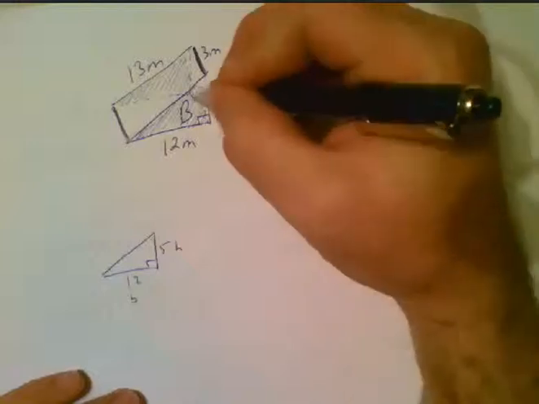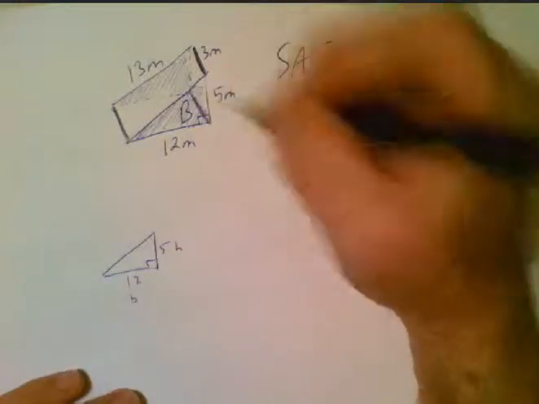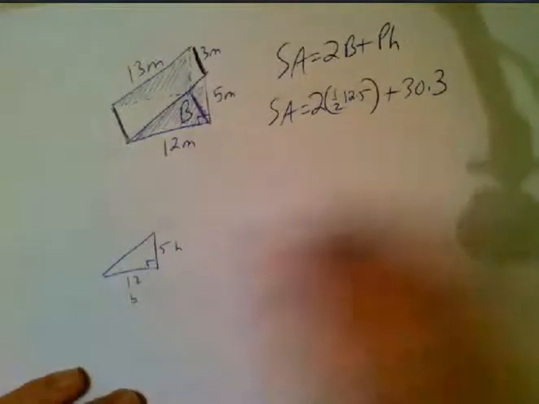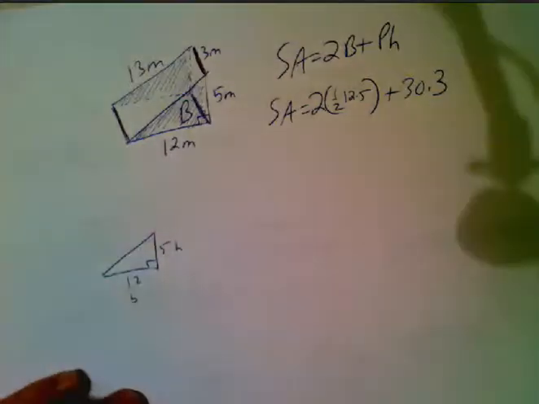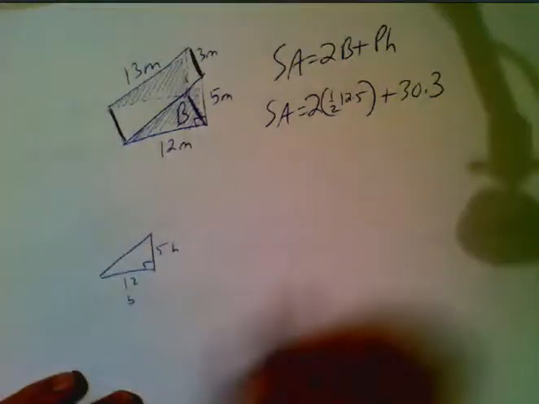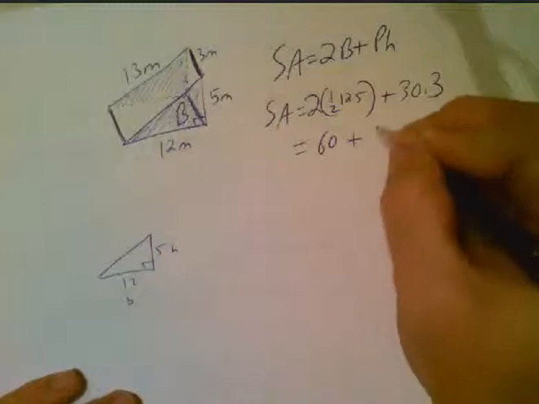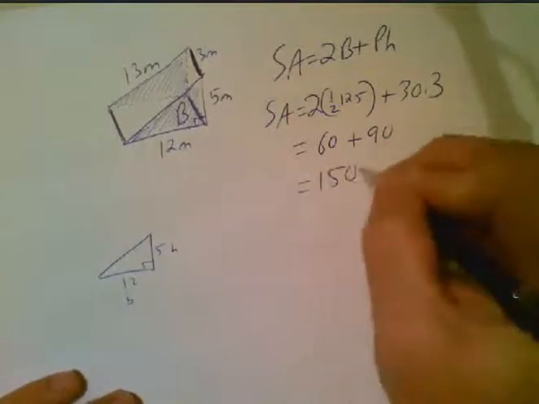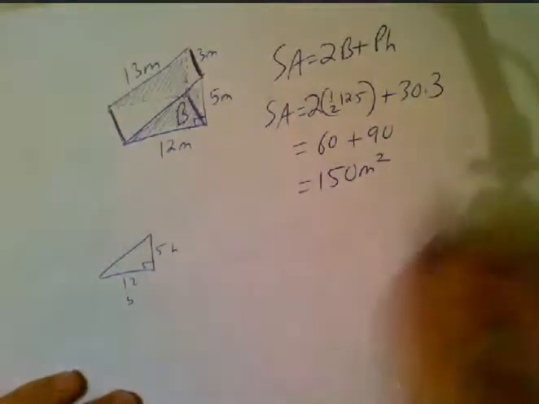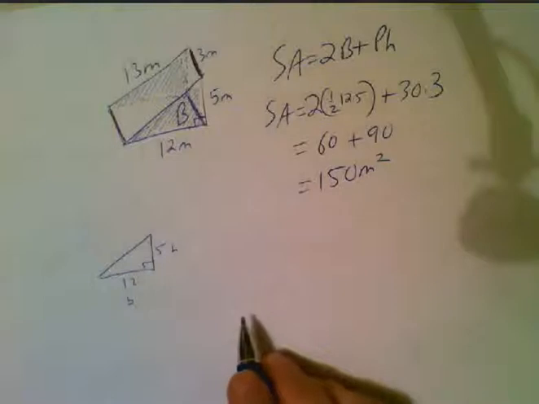And technically there's one back here too. The height connects the 2 bases. So in this case, the height is actually 3. And that's the easiest place to mess up. Okay, so watch out for that. So this becomes 60 plus 90, just 150. And that's meters squared.